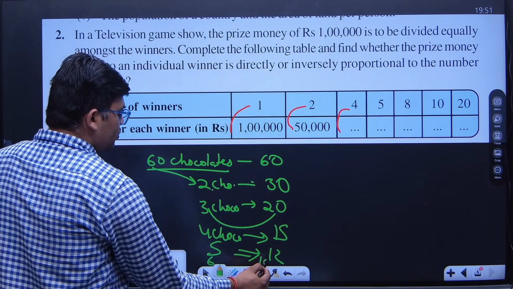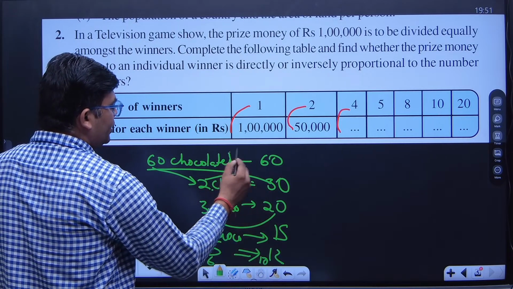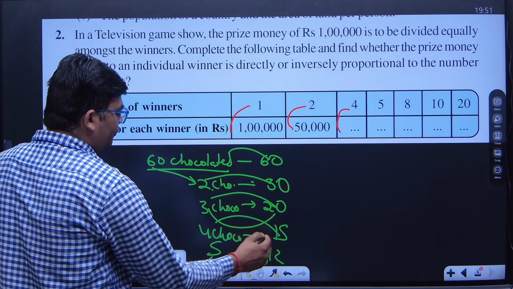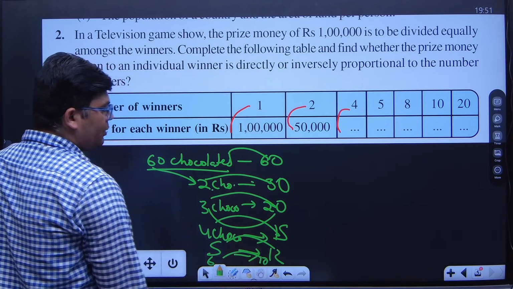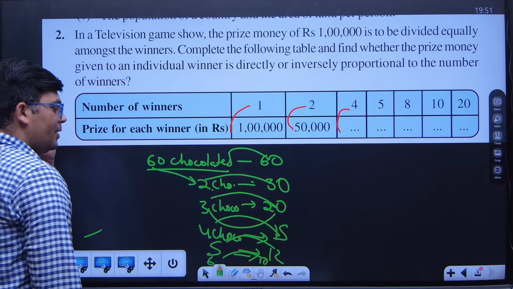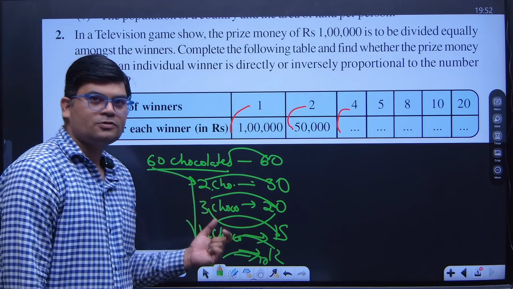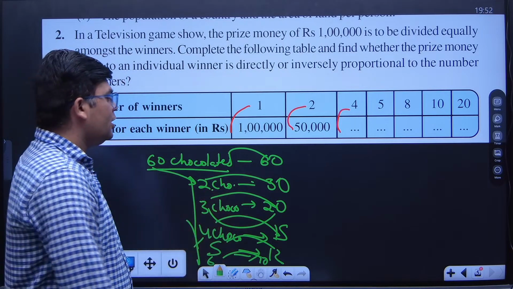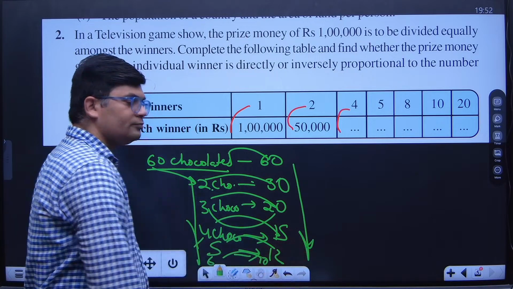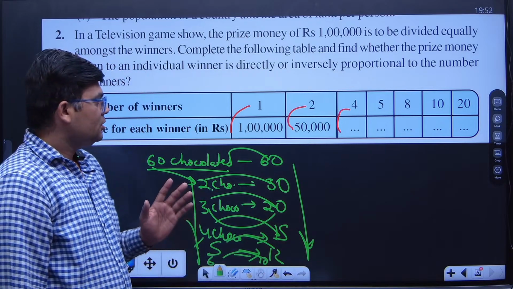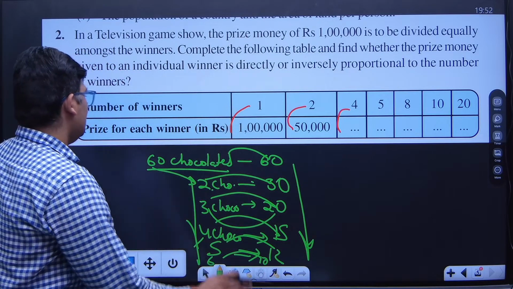10. So can you see that 2 into 30, 1 into 60, 3 into 20, 4 into 15, 5 into 12, 6 into 10, all the multiples are the same. And if you increase the number of chocolates given to each person, the number of persons is decreasing. Yes, sir. So the same goes for the prize money as well.